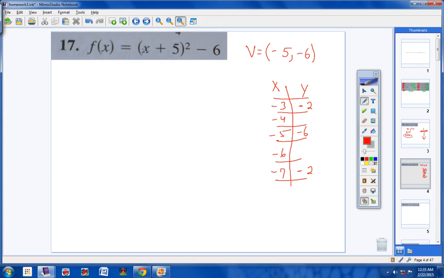Okay, let's put a negative 4 in. Negative 4 plus 5 is 1. And 1 squared is 1, minus 6 is negative 5, and you'll also get a negative 5 here. If you put negative 6 in, negative 6 plus 5 is negative 1, but when you square a negative 1, you get a positive 1, and 1 minus 6 is negative 5.